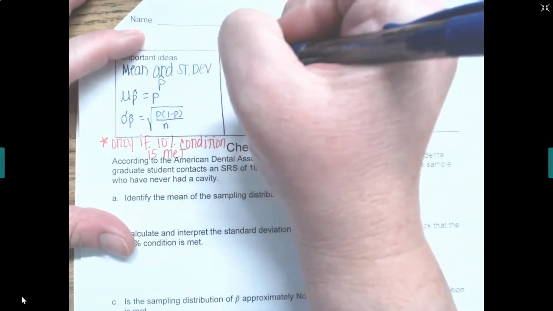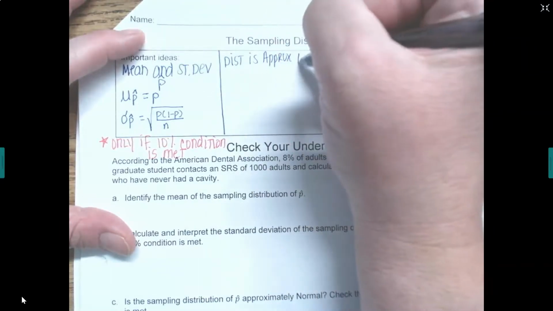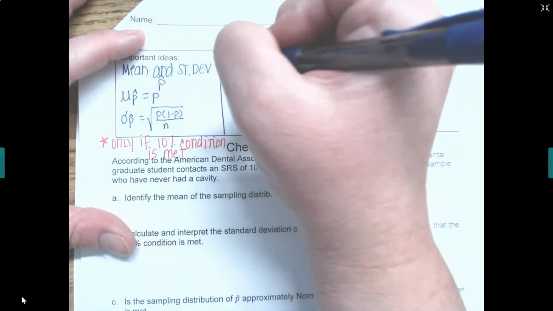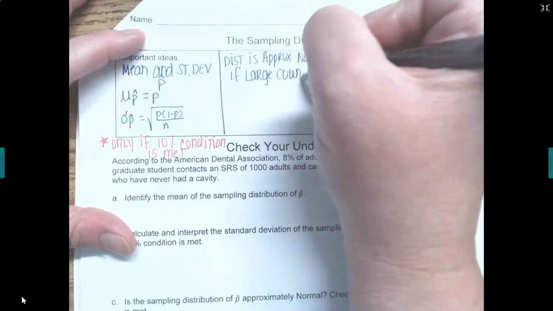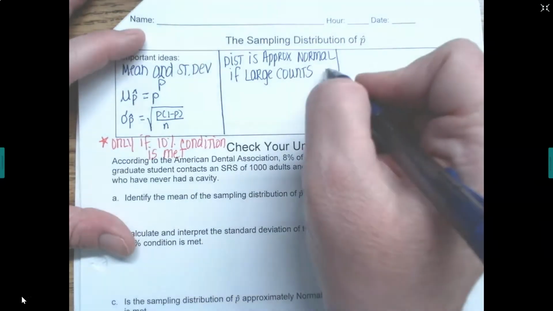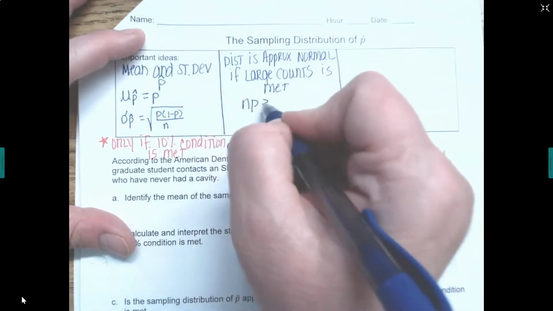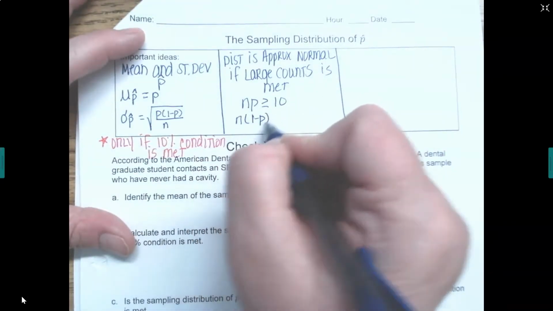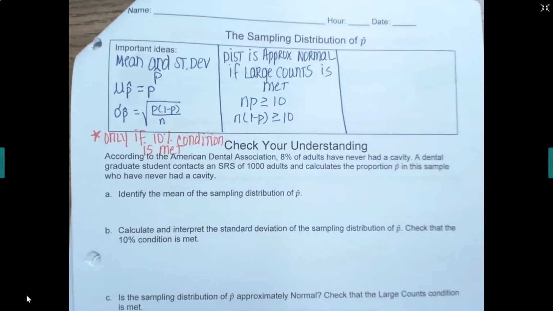Your distribution is approximately normal. Remember, we don't want to be very definitive unless we can prove it. Approximately normal if your large counts are true. And to find your large counts, remember you take n times p has to be greater than or equal to 10. And n times 1 minus p must also be greater than or equal to 10. Otherwise, your distribution is not approximately normal.